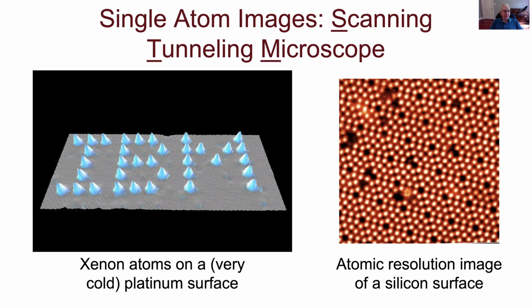The one on the left of the screen is a collection of xenon atoms bound to a very cold surface of platinum, okay? Each one of those little blue mountains there represents a xenon atom, and the gray background represents a very smooth, atomically smooth platinum surface, okay? You can see that the blue dots there, the xenon atoms, spell out IBM, and that's certainly a clue that that image was created by people who worked for IBM, who were some of the earliest practitioners of a technique known as scanning tunneling microscopy, okay?